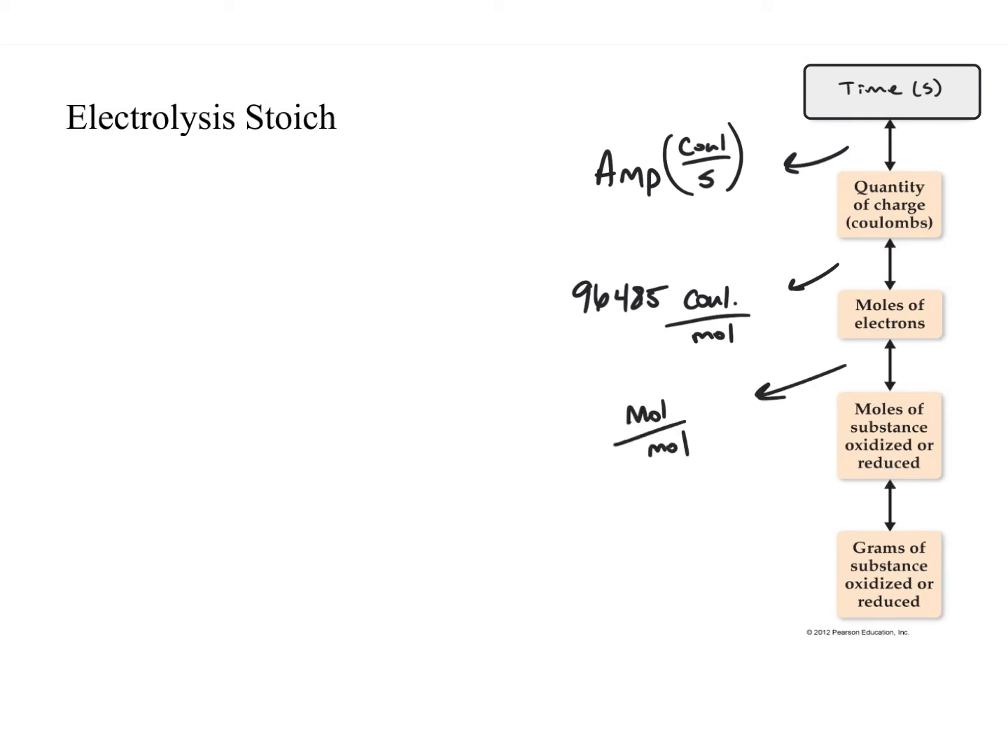That is a simple mole-to-mole ratio. But instead of moles of substance A and moles of substance B, you're going from moles of electrons to moles of substance. And then finally, you use a quick molar mass to convert from moles of substance to grams of substance. And those are the steps that you would take in order to do electrolysis stoichiometry.